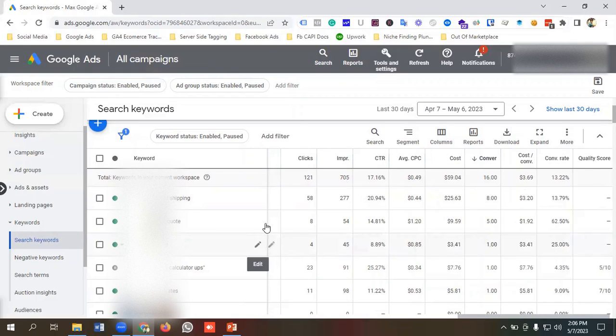Okay. So hopefully you have a clear understanding of how you can optimize your keywords for getting good performance.